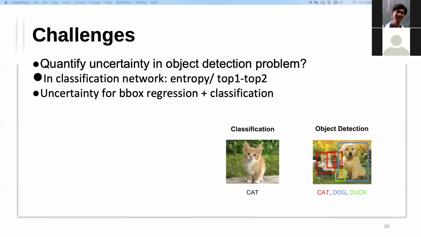But it's just not clear how to quantify uncertainty in object detection because it has two goals. First one is classification, second one is regression. So we need to design some kind of uncertainty to incorporate those two tasks altogether.